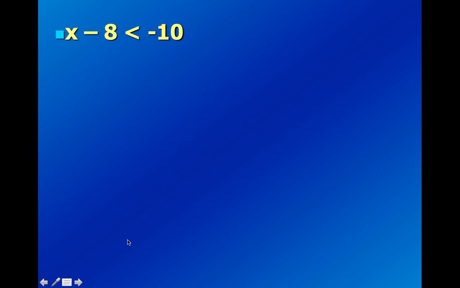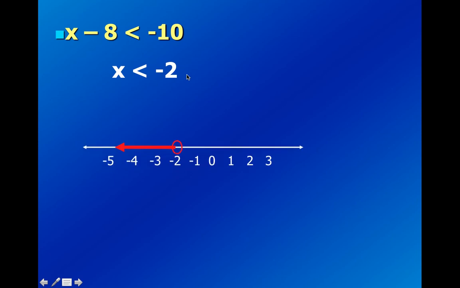How about this one? Lilipat mo yung negative 8, magiging positive 8. Negative 10 plus 8 is negative 2. So, x is less than negative 2. If we will graph this one, it's negative 2. It's open kasi it's less than lang, walang equal. Going to the left kasi less than.